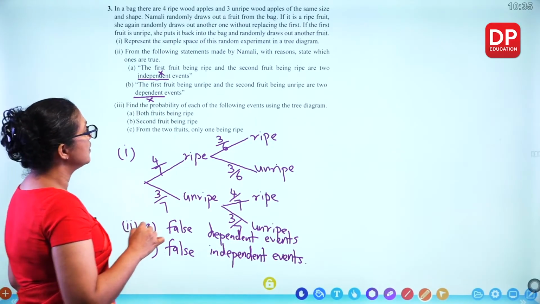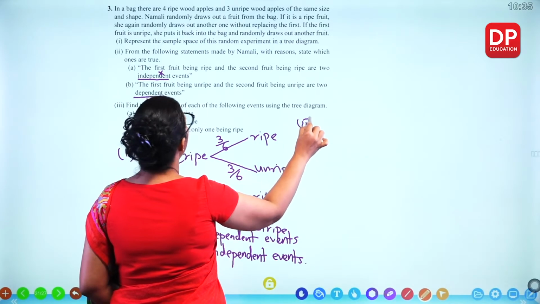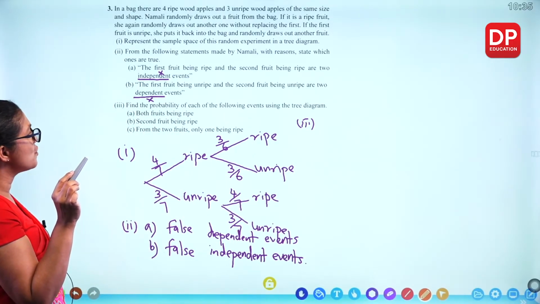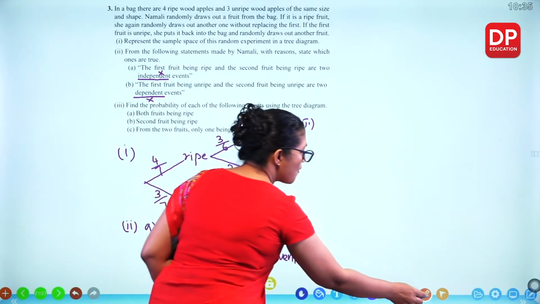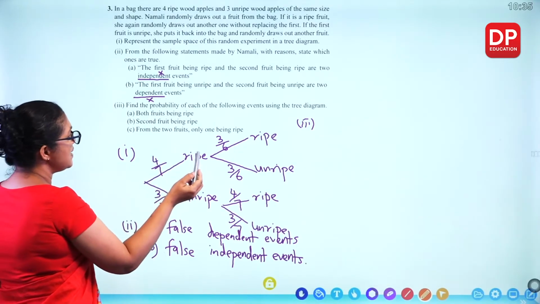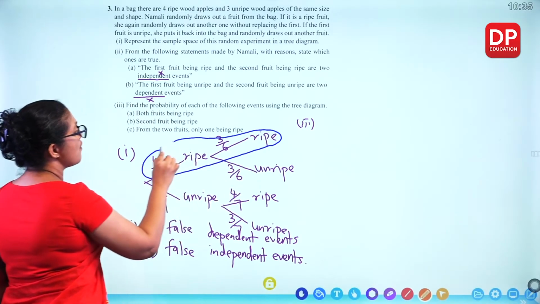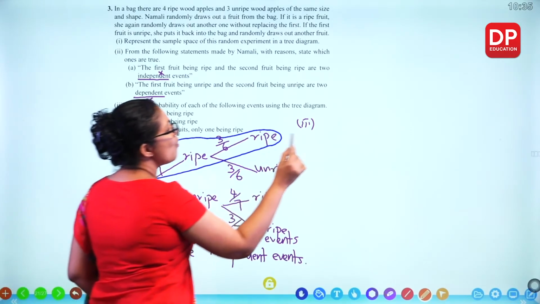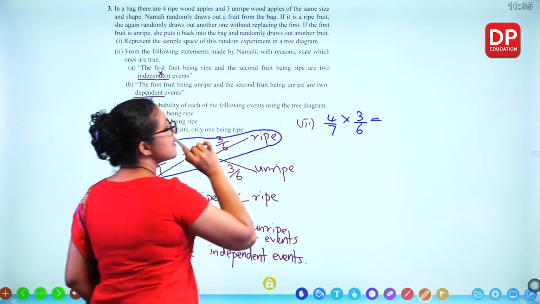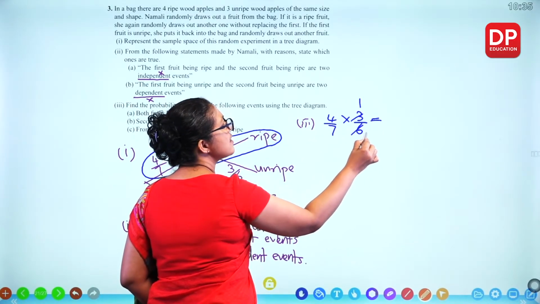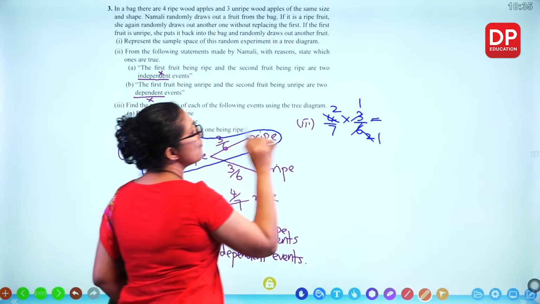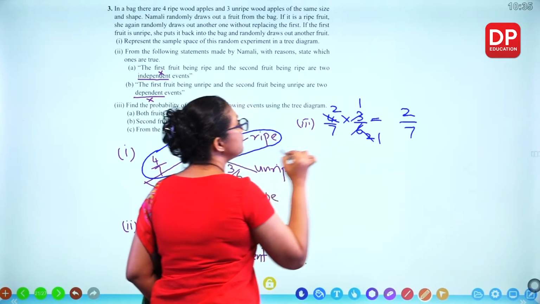Third part, find the probability of each of the following events using the tree diagram. Both fruits being ripe. So which branch do you have to take? Both being ripe means this branch you have to take. That means 4/7 times 3/6. I can simplify first. 3 times 1, 3 times 2, 2 times 1 and 2 times 2. What's the final answer? 2/7.